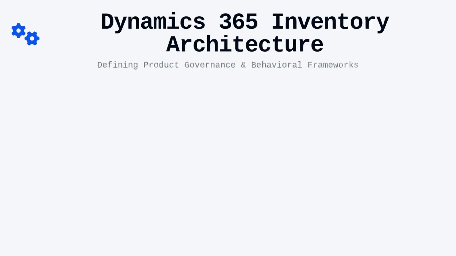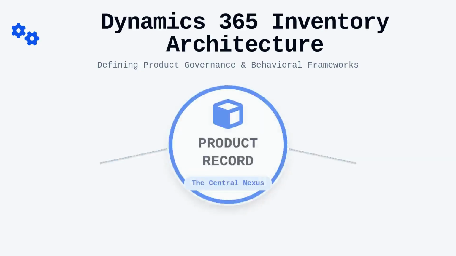In this session, we will explore the foundational structures that define how Dynamics 365 treats your inventory, moving beyond simple data entry into the realm of architectural governance. When you define a product, you are not merely creating a record. You are assigning a set of behaviors that dictate the lifecycle, valuation, and physical constraints of that item across your entire supply chain.